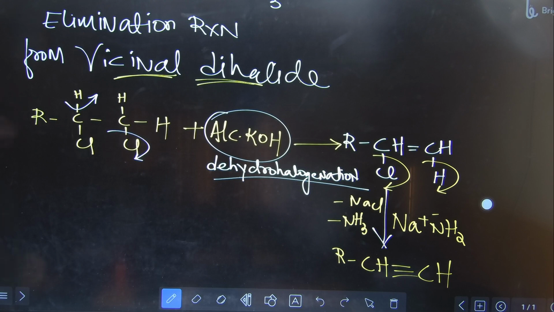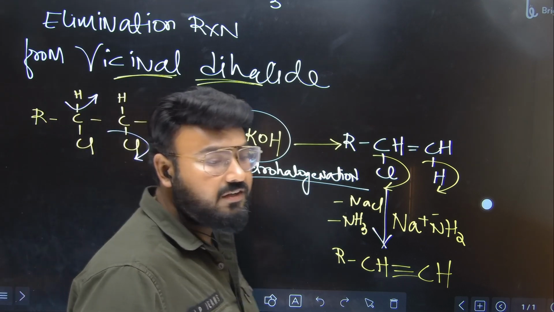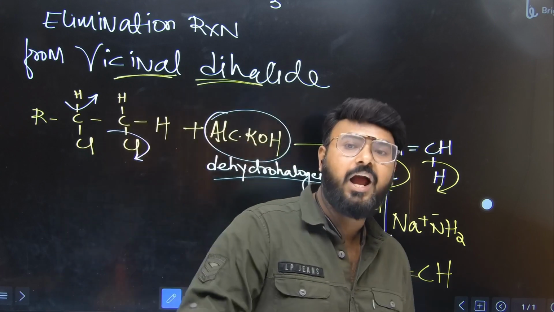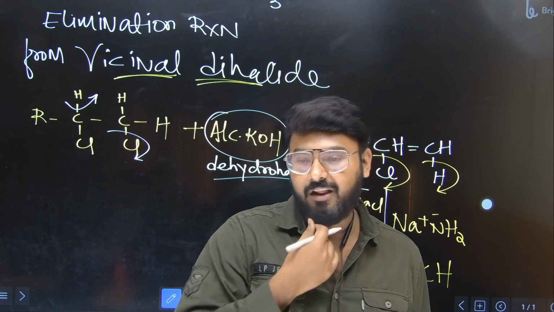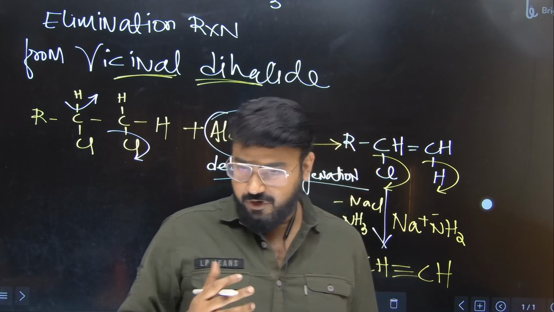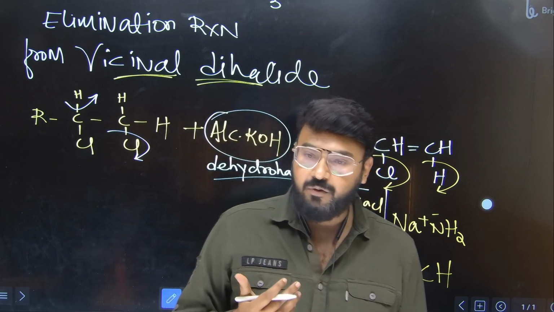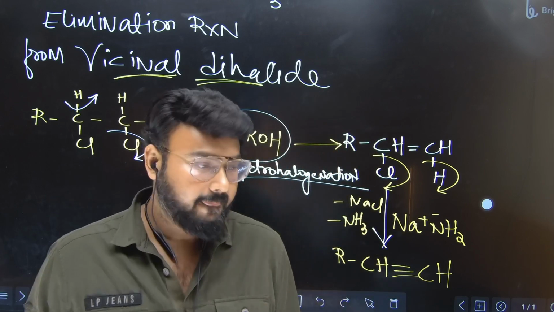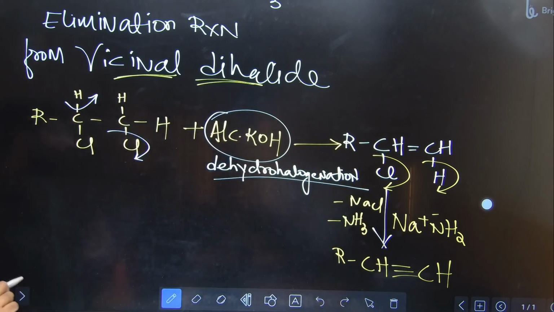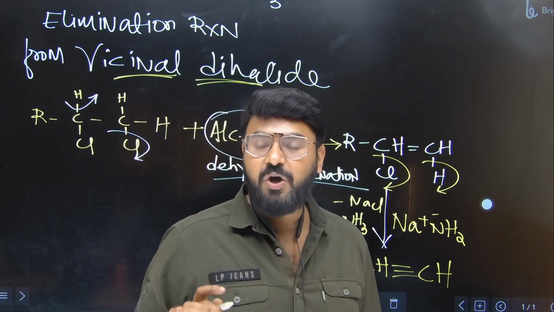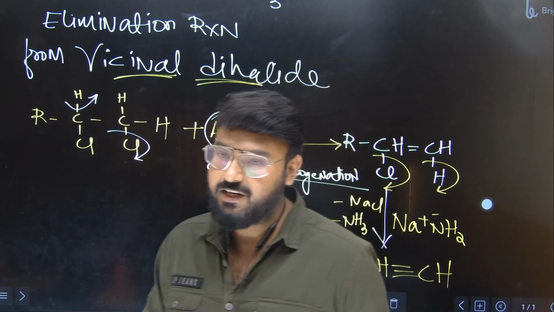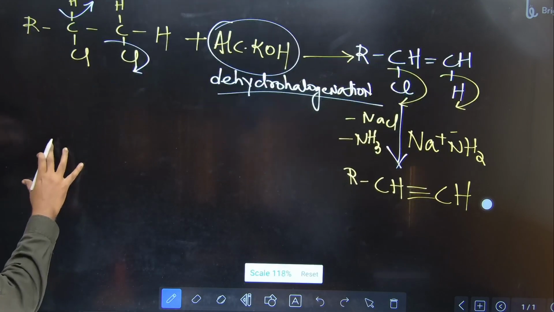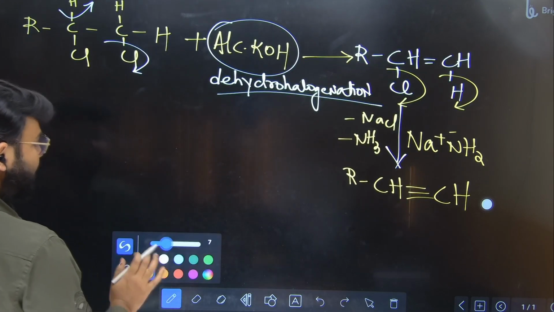Yes, sir. So this is how you convert a vicinal dihalide to an alkene and then later to an alkyne. First you will use alcoholic KOH, then you will use sodamide, NaNH2. Is it clear? Take a note of this. Now vicinal we have learned. Now we will learn from geminal. So give the headline from geminal dihalide. So now we will discuss from geminal dihalide.